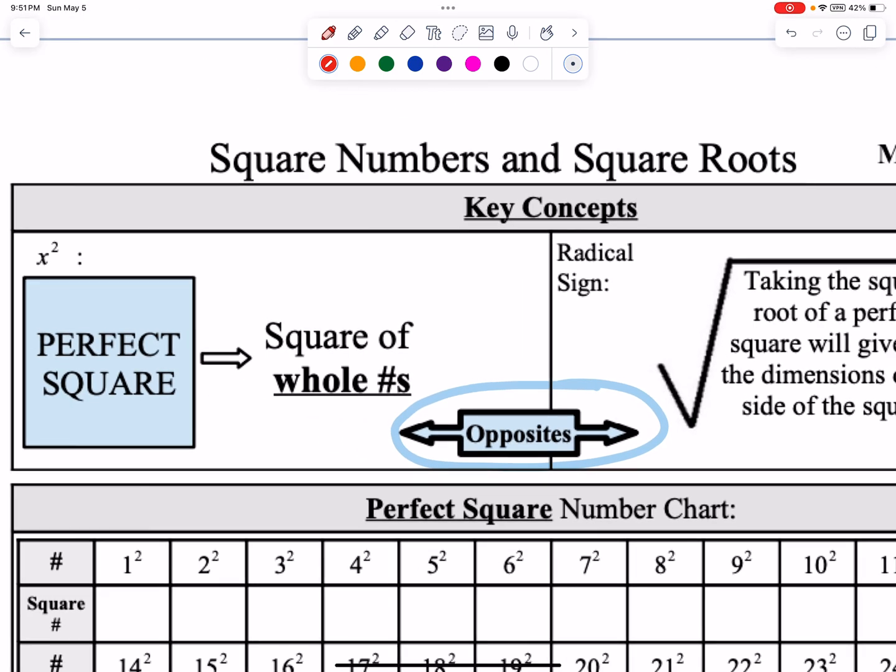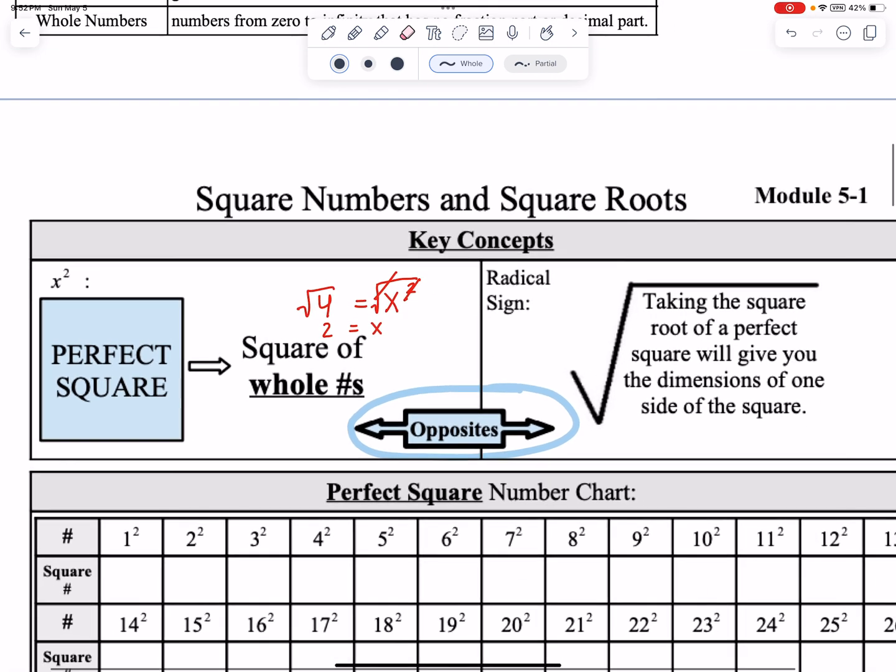In this case, if we have x squared and we want to get rid of that, let's say we had something like this, I could take the square root of both sides, and it's going to get rid of my squared. And then I would end up with 2 equals x.